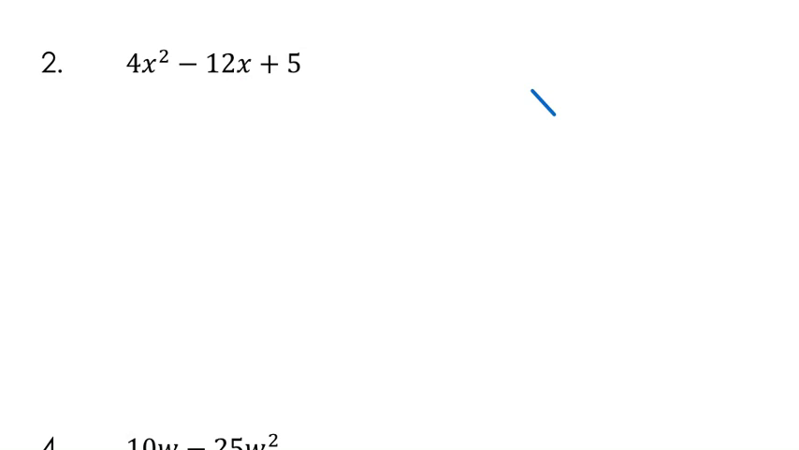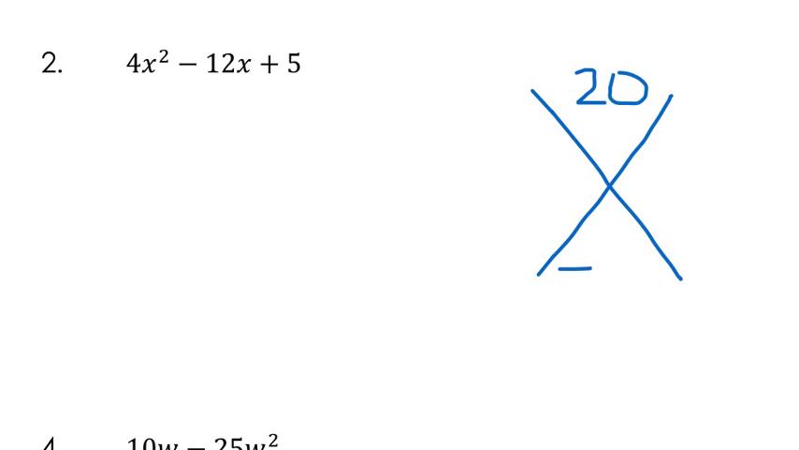So we're going to jump into our Xbox method. Up top, I've got my A term, which is my 4, times my C term, which is my 5. So 4 times 5 gets me 20. And then down at the bottom, I'm going to have that negative 12 coming from my B term. So we need two numbers that multiply to 20 and add to give me negative 12.